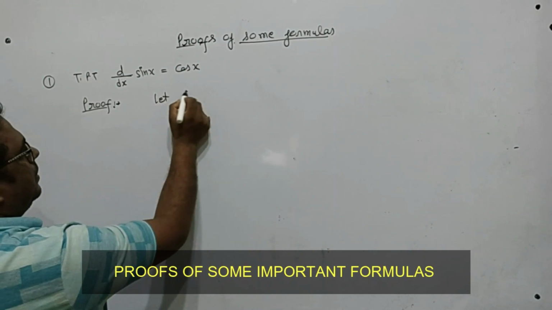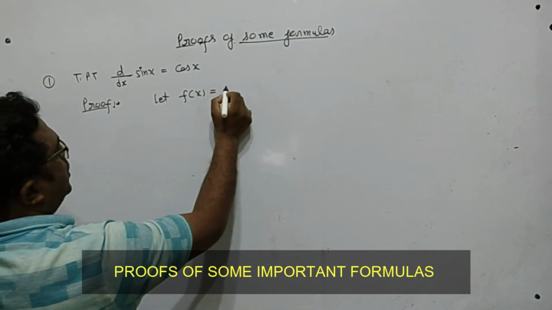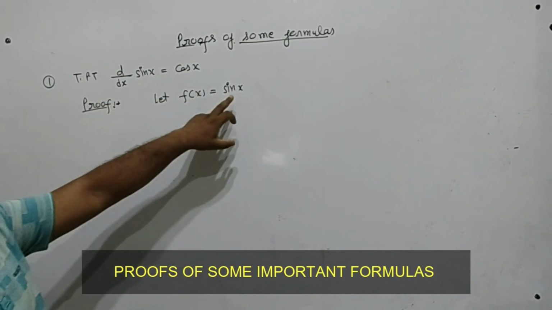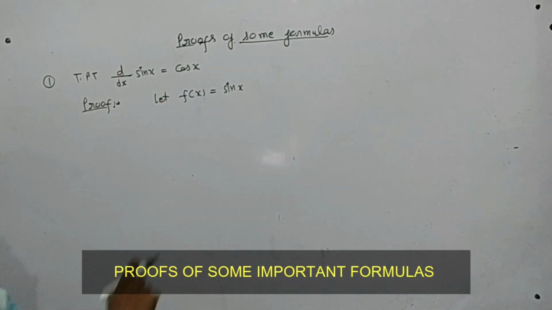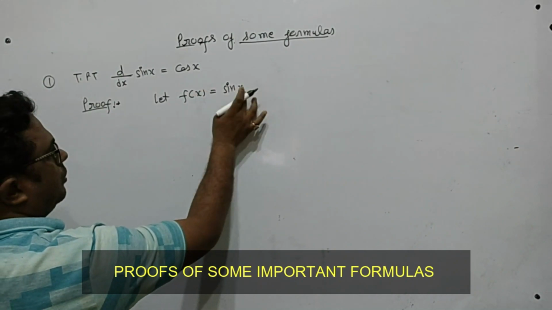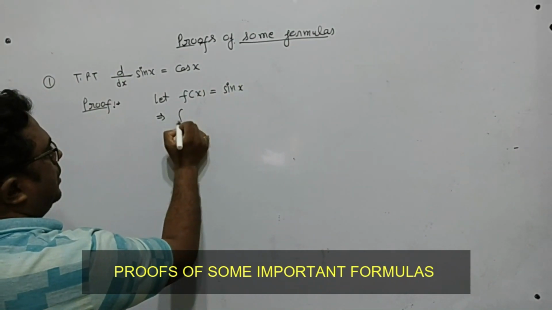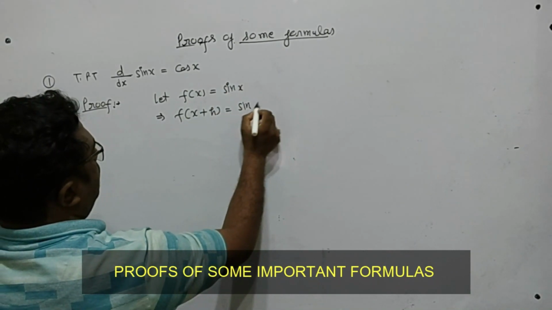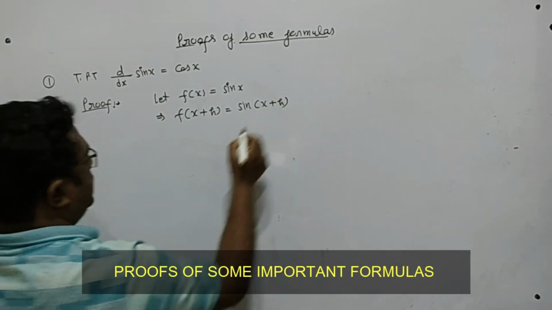Let f(x) is equal to sin x. So I assumed sin x as function f(x). If I replace all the x by h, then I will get f(x + h) is equal to sin(x + h).